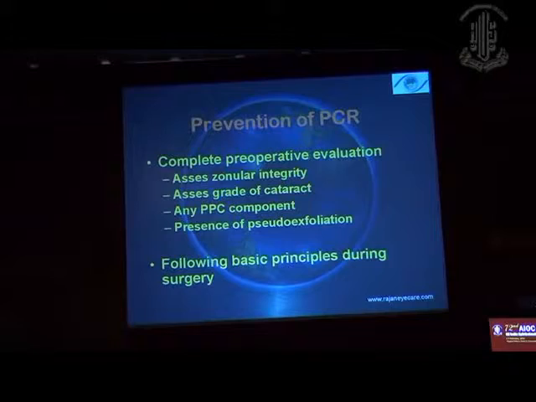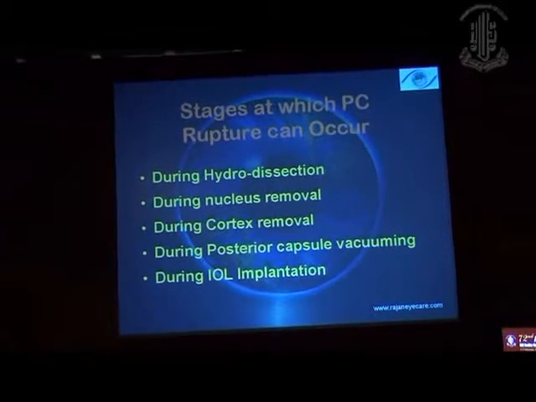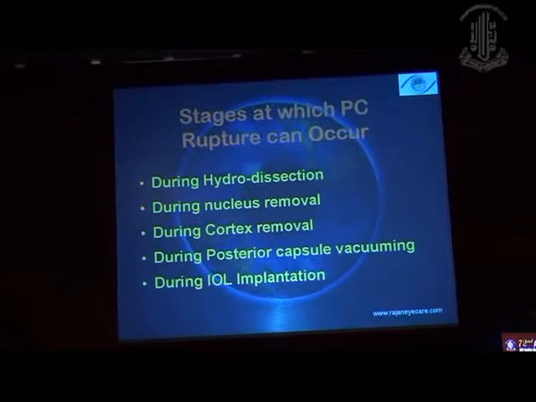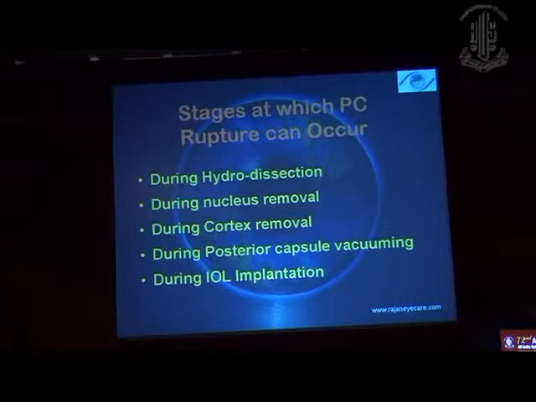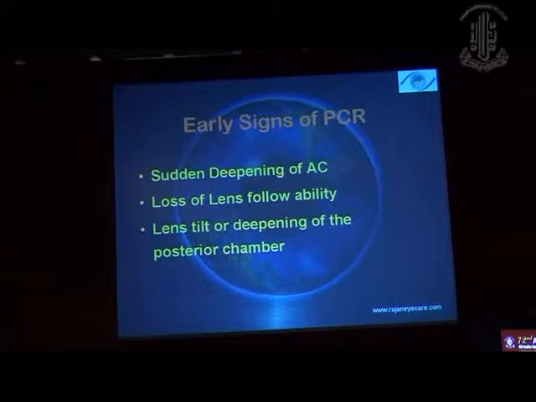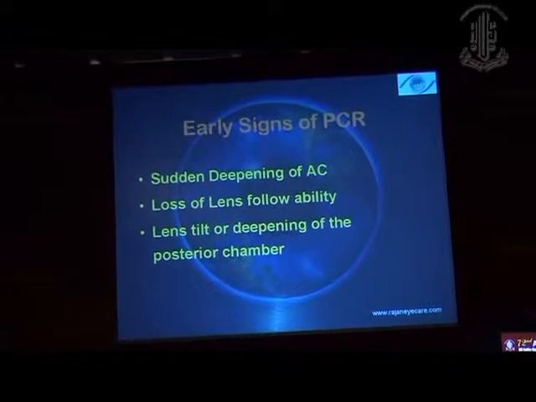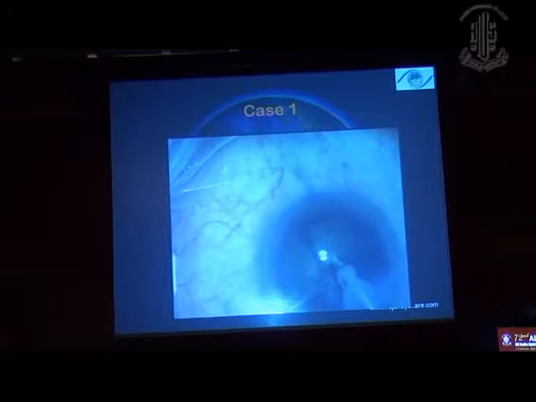I'm going to show you only videos. Just have a look at these slides quickly. As you know, the PC tear can occur during any part of your procedure: hydrodissection, nucleus removal, cortex removal, which has all been explained. The most important thing is there is a sudden deepening of the AC, the lens followability is lost, and there is lens tilt or deepening of the posterior chamber. Look at these videos very carefully.